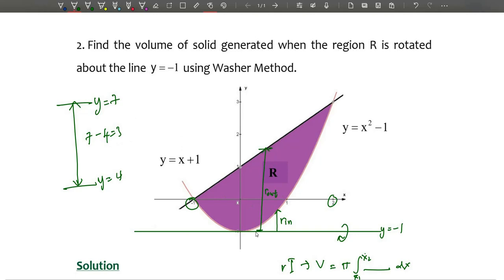So the same goes here. We want to find the distance between the line and also the axis of rotation. So the distance is the radius, which is equal to the upper one, the top, which is x plus 1, minus the lower function or line. Here it is -1. So therefore, R out is equal to x plus 2. How about the inner radius? The curve here, which is x squared minus 1, minus the line of rotation, which is negative 1. x squared minus 1 plus 1 is equal to x squared.